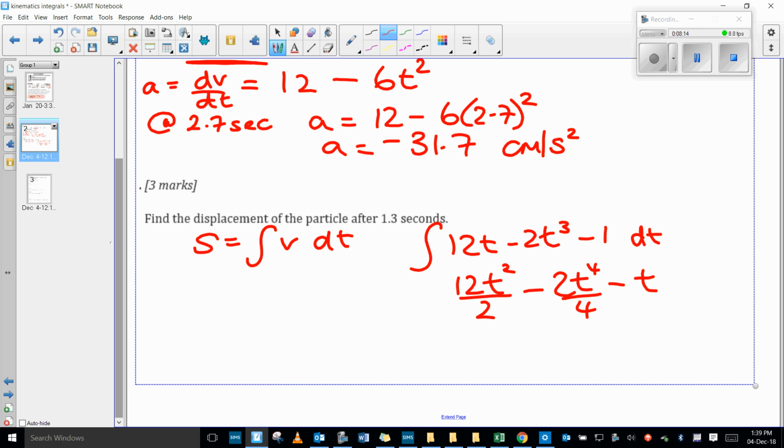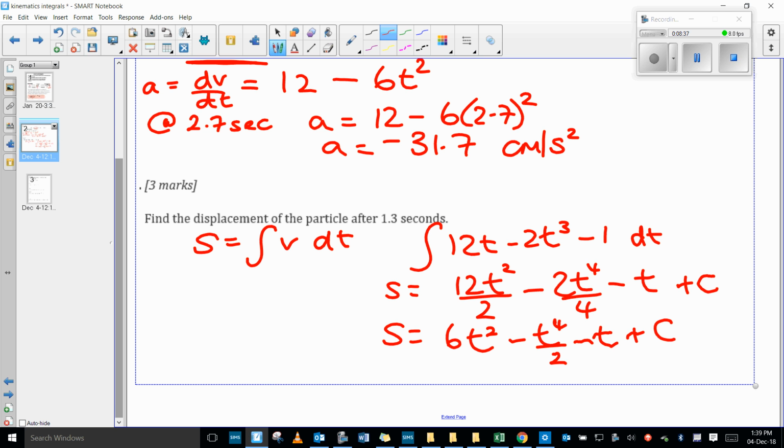Let's keep going. So this is 6t squared minus t to the 4 over 2. It's minus t and then plus constant of integration.